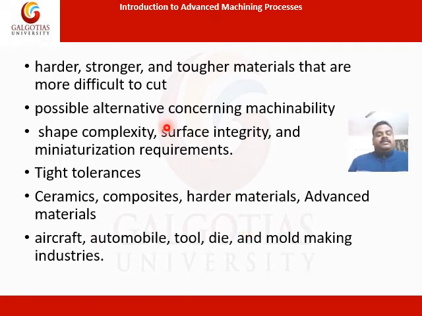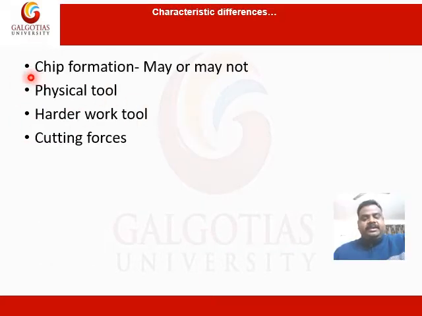So we need to look for a method other than the conventional machining methods which can meet these challenges. The advanced machining processes help us to meet these challenges. After having known about the need of advanced machining processes over conventional machining processes, now we'll compare the conventional and non-conventional manufacturing processes.